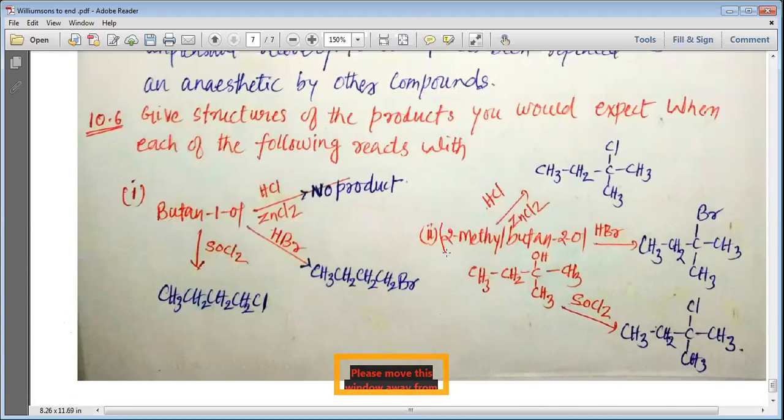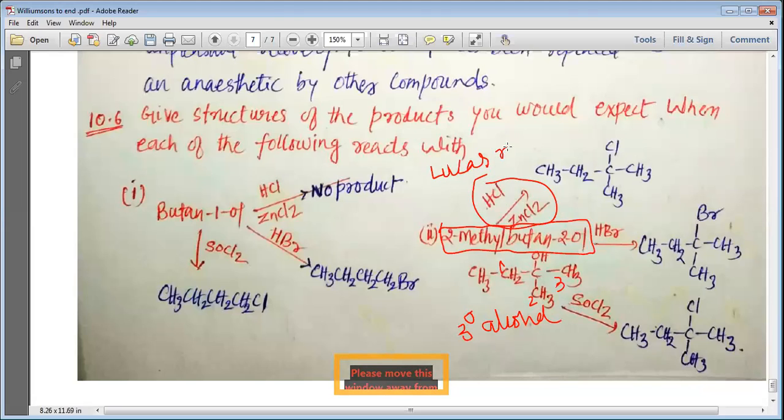Now we have another compound given to us, which is 2-methyl butan-2-ol. You can see the structure. The oxygen is bonded to a carbon which is bonded with 1, 2 and 3 other carbons. So it is a tertiary alcohol. And tertiary alcohol with ZnCl2 and HCl, which is the Lucas reagent, gives immediate turbidity.